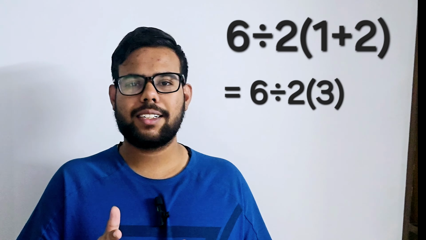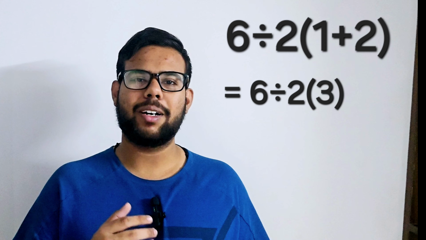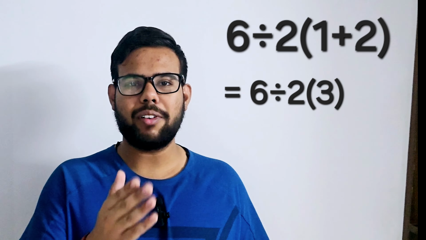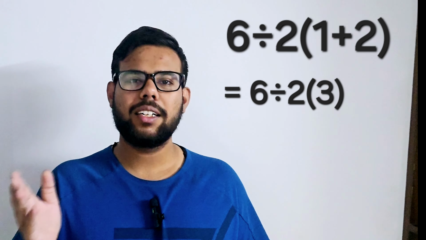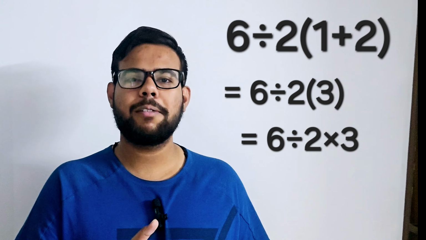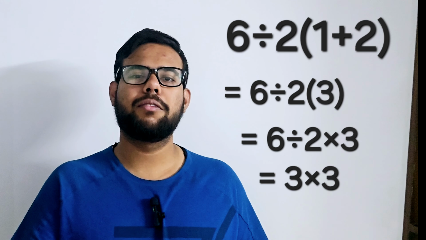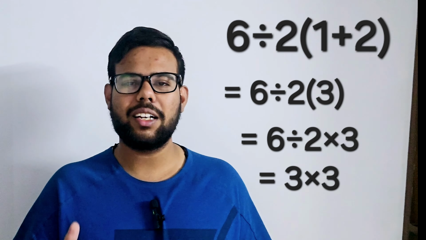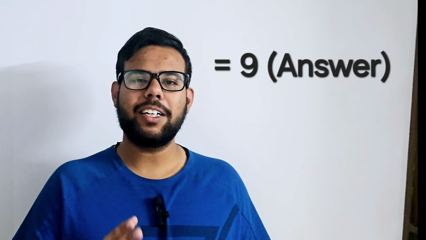right? Okay. Now we are going to follow this by division, that is 6 divided by 2 multiplied by 3, which is equal to 3 into 3. Now 3 into 3 is equal to 9. So according to me and the BODMAS rule, it should be 9, the correct answer.